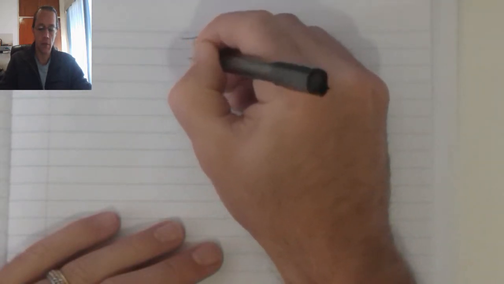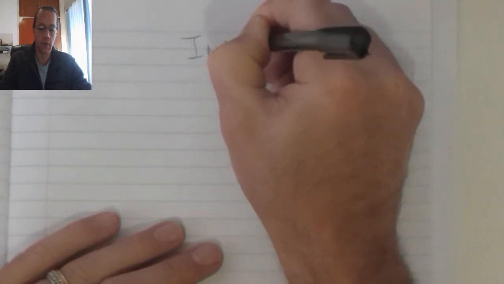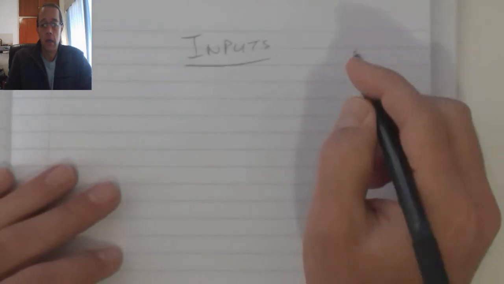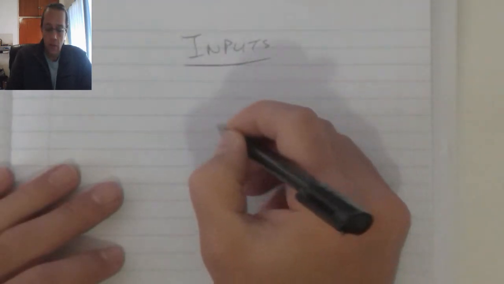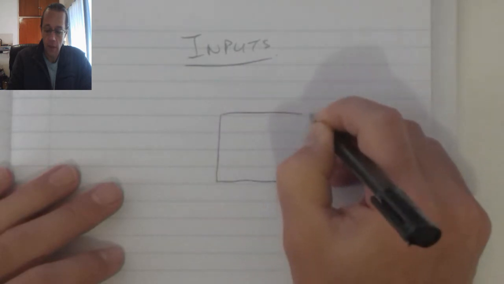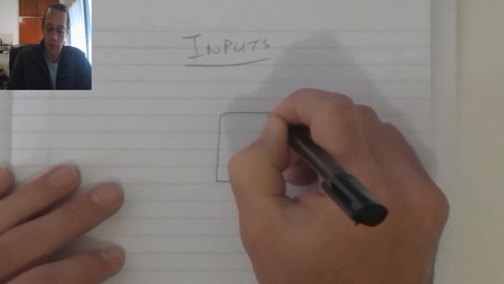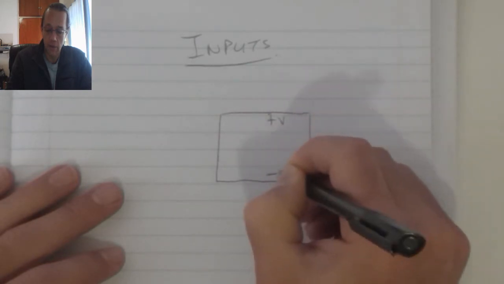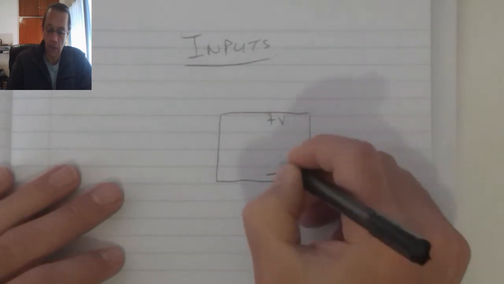PLC has two types of inputs. These are digital or analog in nature. Now, when we connect a PLC, that PLC needs to have a positive and a negative voltage supply.